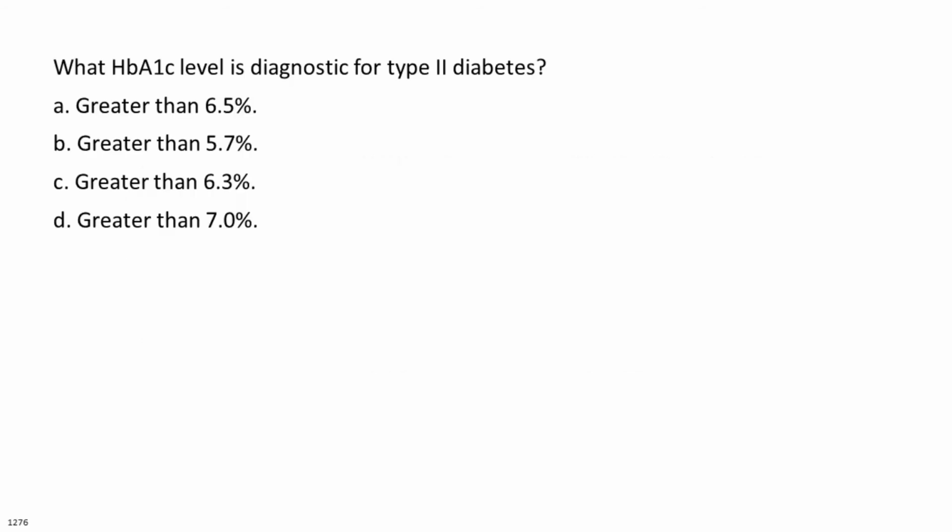What HbA1c level is diagnostic for type 2 diabetes? A. Greater than 6.5%. B. Greater than 5.7%. C. Greater than 6.3%. D. Greater than 7.0%.